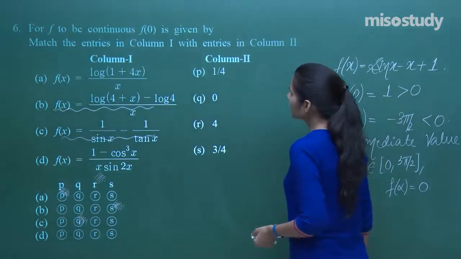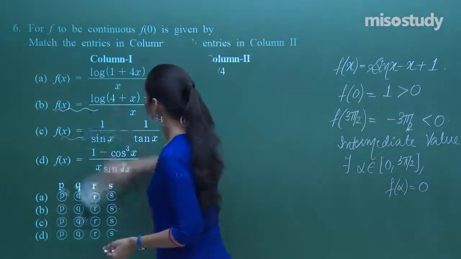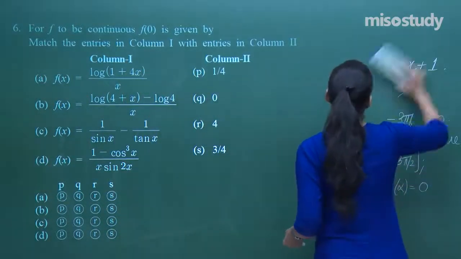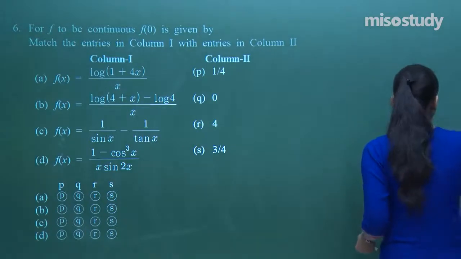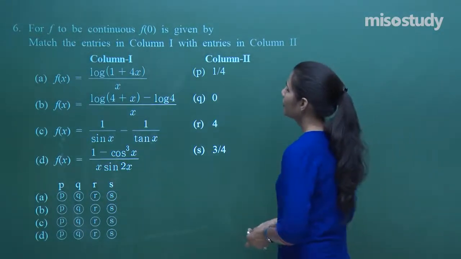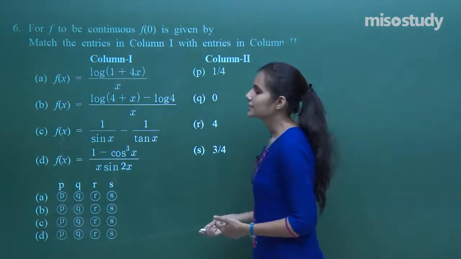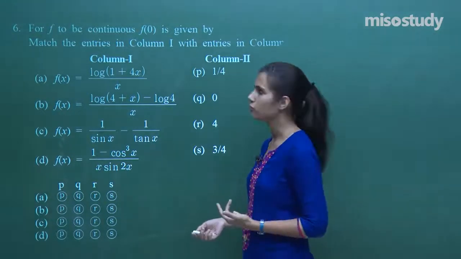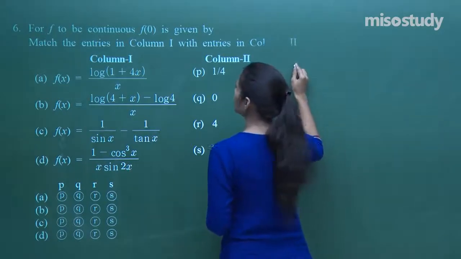Then you have, for f to be continuous, f of 0 is given by what? For f to be continuous at 0, limit x tends to 0, f of x should be equal to f of 0. So f of 0 will be what?